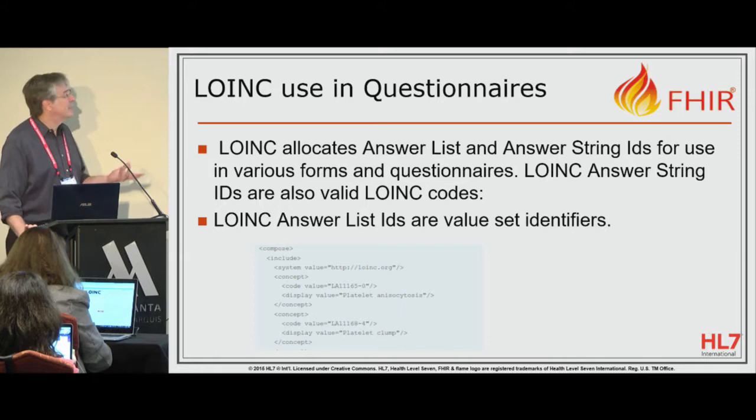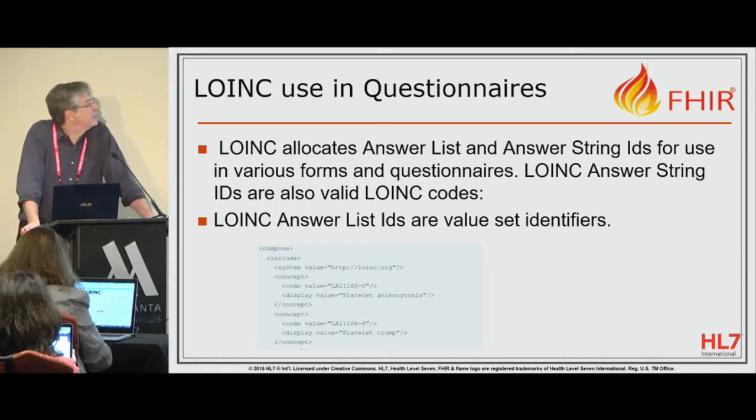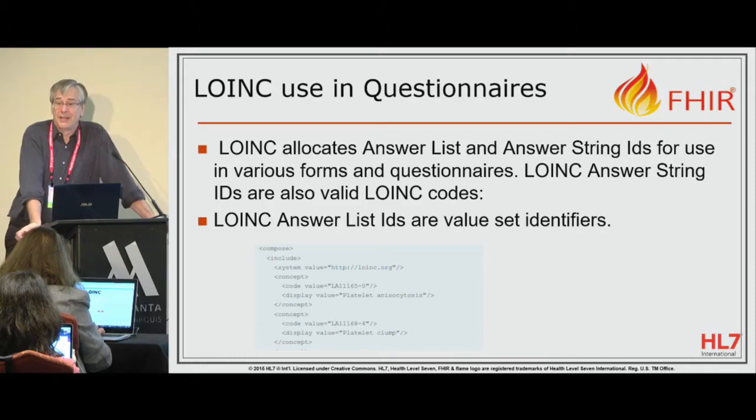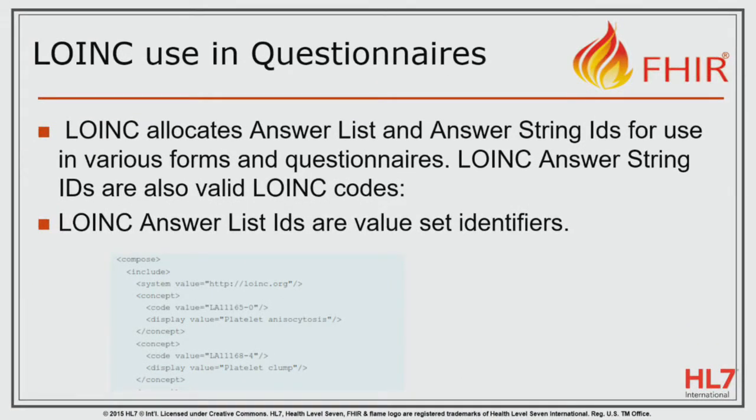All right. As I said earlier, LOINC allocates answer lists and answer strings for use in forms and questionnaires to make life simple. I don't know if you can read that. It's pretty faint. But LOINC answer lists are just a set of value set identifiers. And what you can see is the compose section where you actually put them in. So you have platelet, and platelet clump at the bottom as defining the concept. Now, LOINC, because of the way it is, has a lot of extra properties beyond the basic set. So ways of finding or restricting, constraining the codes.